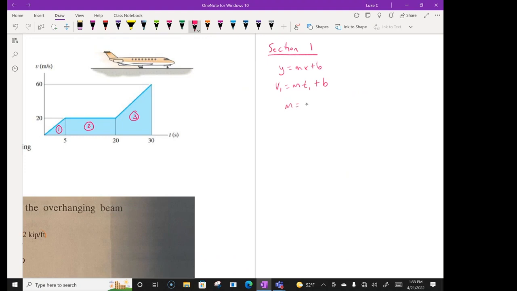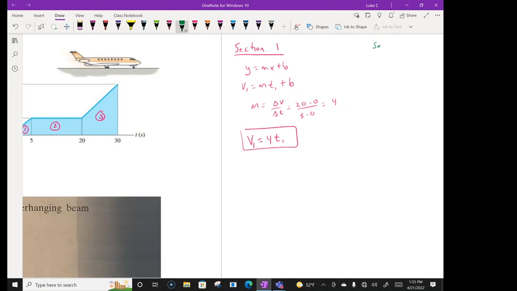The slope is delta v over delta t, 20 minus 0 over 5 minus 0. What's that, 4? And then the y-intercept, 0. So v1 is 4t1, correct? I would hope so. Yep. Cool. I'm just going to find the velocities in each section, and then we'll go through the calculus, okay?